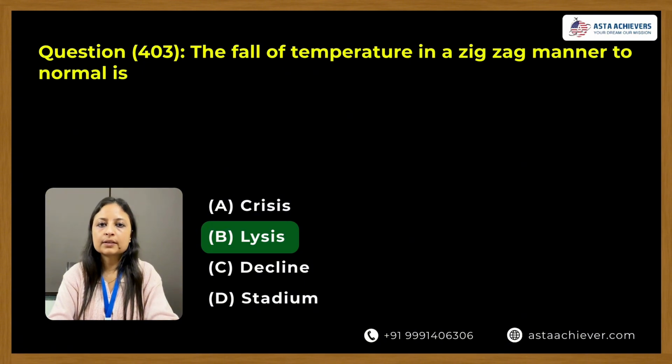Question number 403. The fall of temperature in a zigzag manner to the normal is called: option A, crisis; option B, lysis; option C, decline; and option D, stadium. So option B, lysis, is the correct answer, because lysis refers to the gradual and stepwise decline of a high fever back to normal body temperature over several periods.